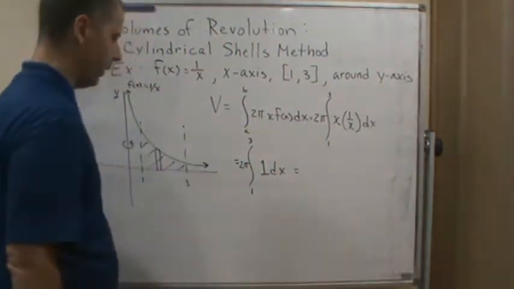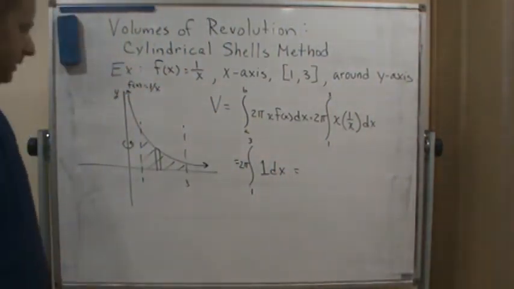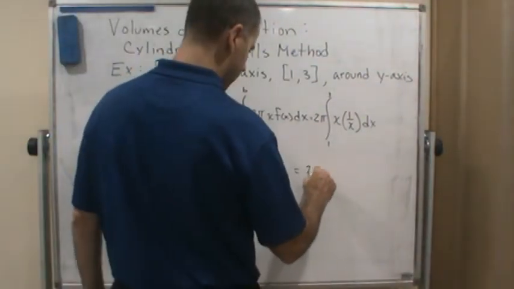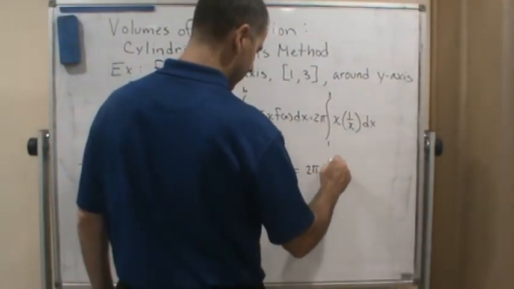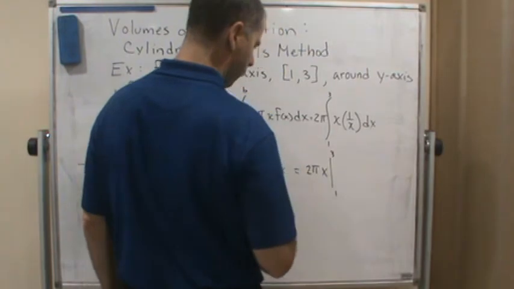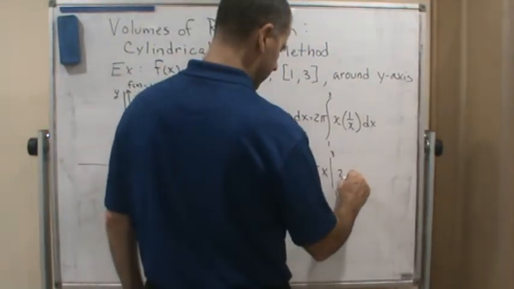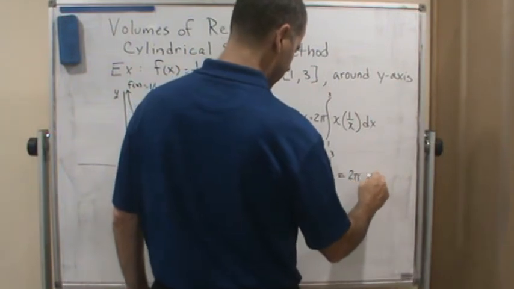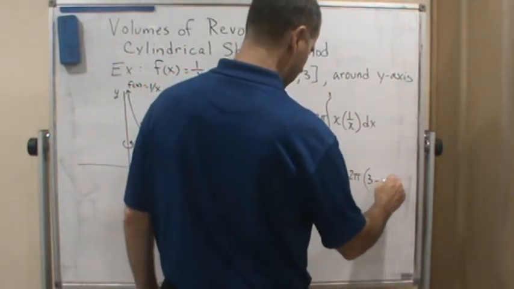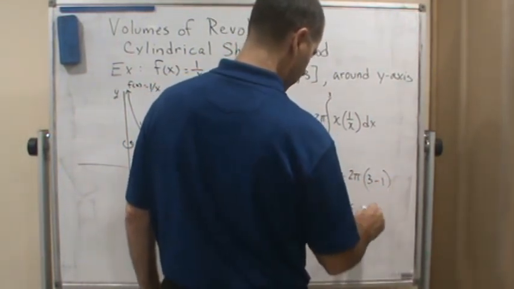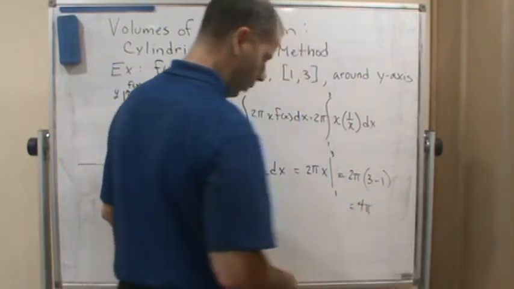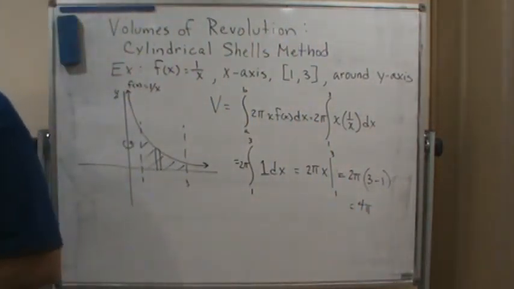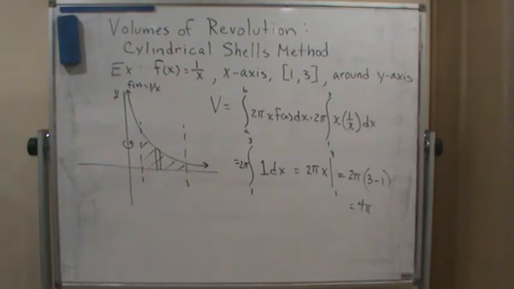dx. Well, when I integrate that, I'm going to get x. So I'm going to get 2 pi x evaluated from 1 to 3. And so guess what? I get 2 pi times 3 minus 1, which equals 4 pi. So the volume of the solid of revolution is 4 pi units cubed.